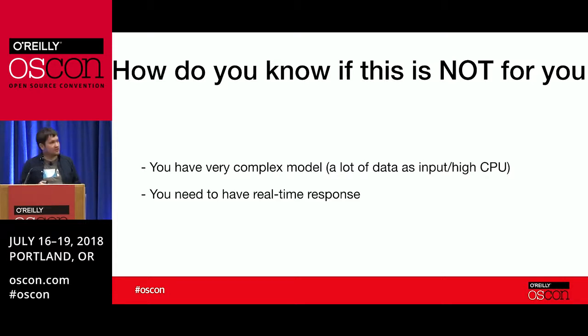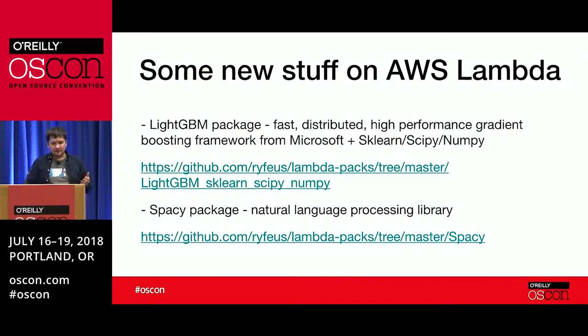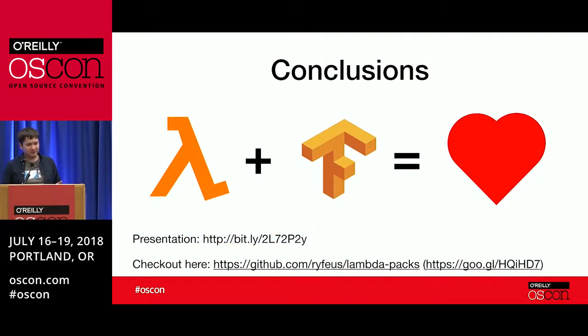And just some additional things I did recently: additional packages for AWS Lambda. There's the LightGBM package, which is pretty good for boosted trees, and the spaCy package, which is a natural language processing library. So in conclusion, I want to say that serverless deep learning is an extremely convenient way to do a lot of things. It's a great thing. And now let's go to some live coding.